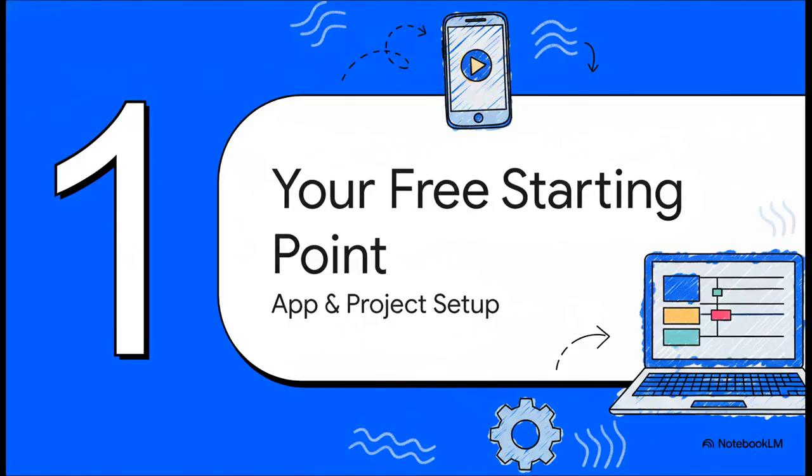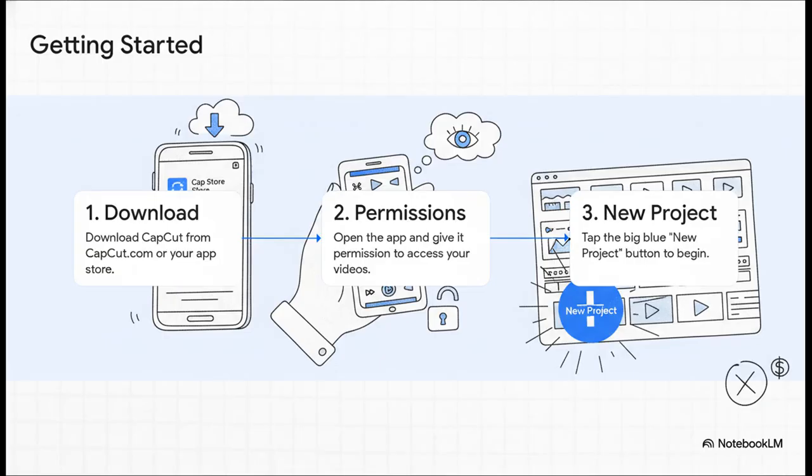Okay, so first things first. Before we can jump into all the fun editing stuff, we've got to get the app and actually start our first project. Getting set up is super simple. First, just go download CapCut from their website or your app store. When you open it up, it's going to ask for permission to see your videos. Go ahead and say yes. Then you'll see a big blue New Project button. Just tap that. Oh, and a quick heads up, you might see some pop-ups trying to get you to subscribe or pay. Just look for the X and close them. Everything we're doing today is 100% free.